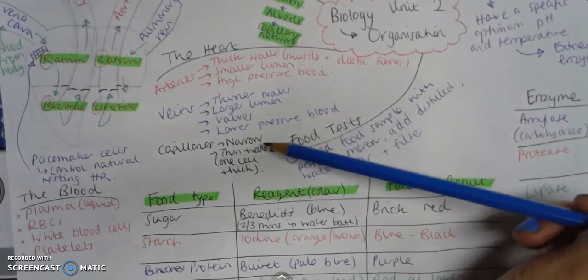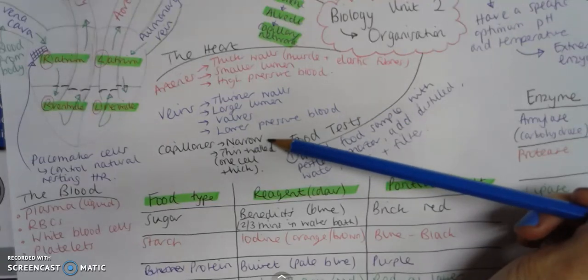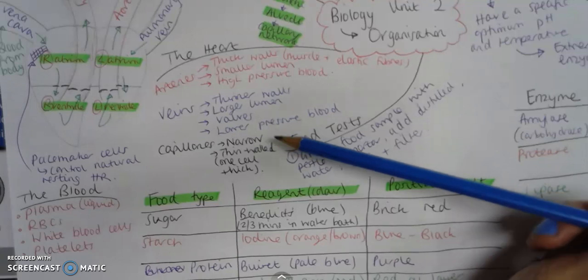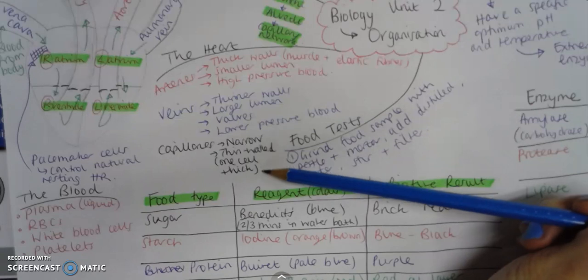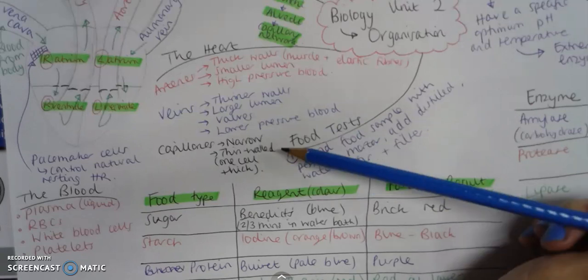The final blood vessel then, the capillaries, they're really narrow, they're the tiniest blood vessel of all. They're very thin walled, they're actually only 1 cell thick, and the reason for this is so that diffusion across the capillary wall can happen really rapidly.